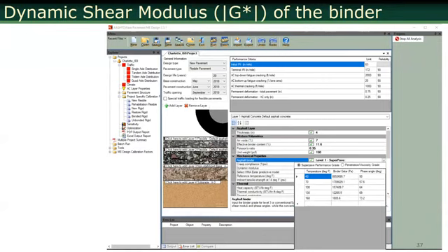So if you look at this asphalt binder component, you have an input requirement at different temperatures: binder G star, which is the dynamic shear modulus of asphalt, and phase angle at different temperatures.